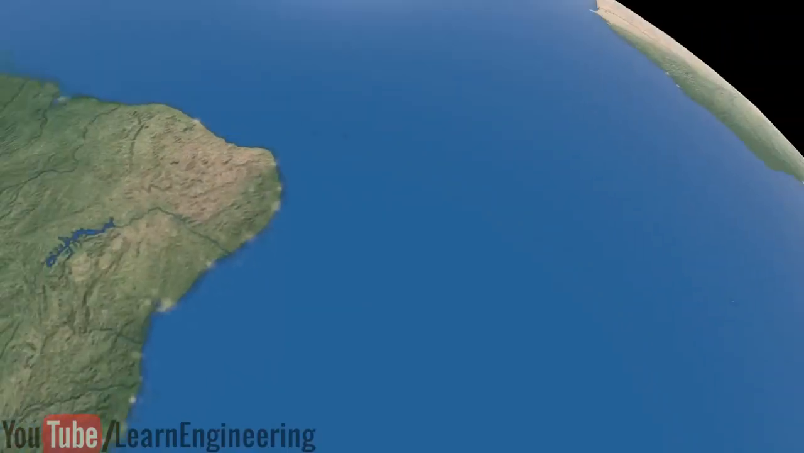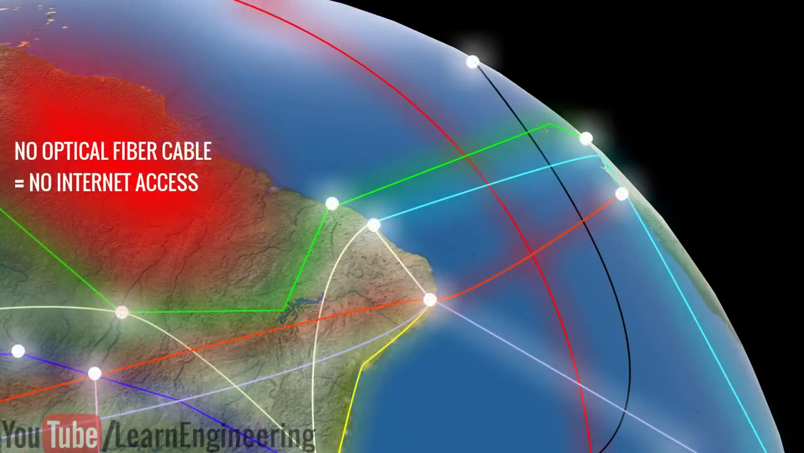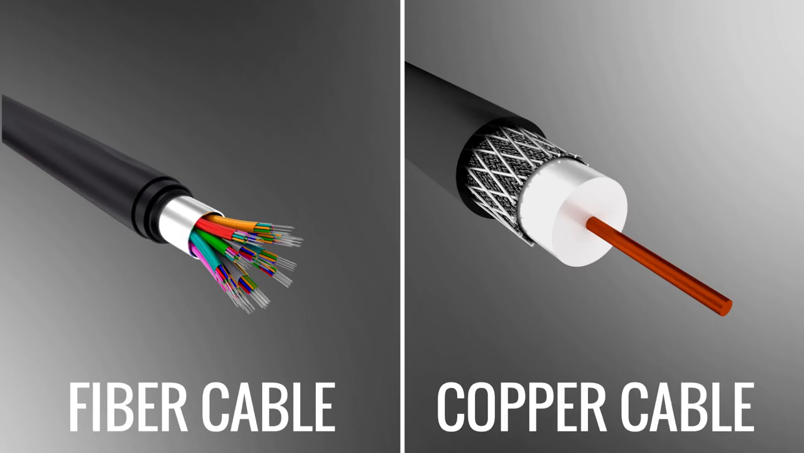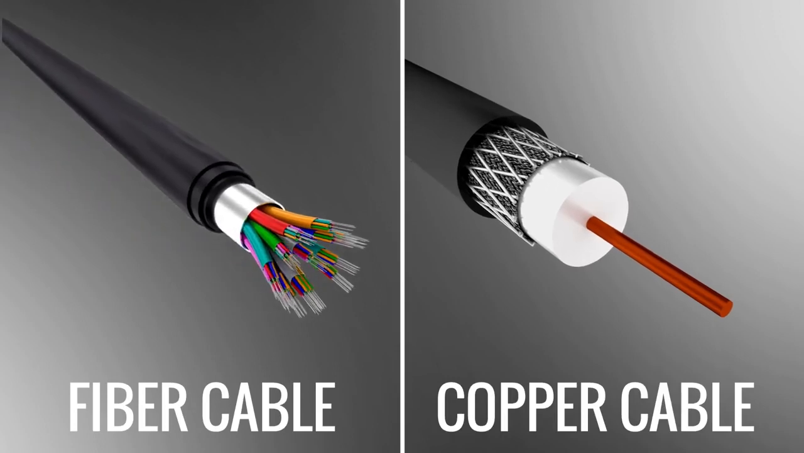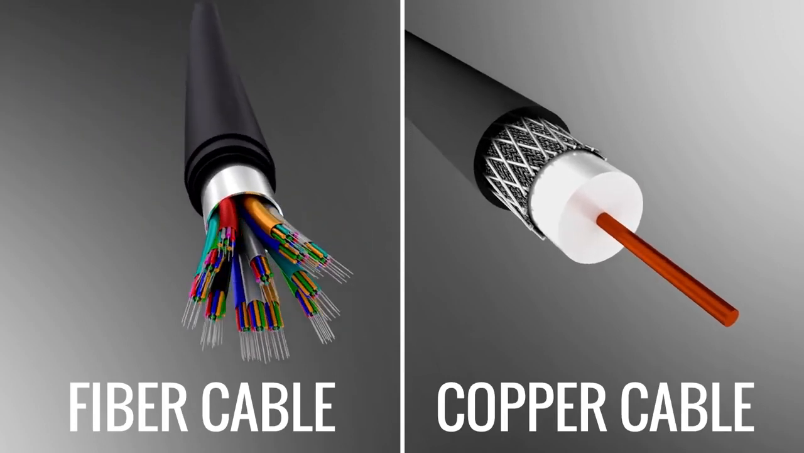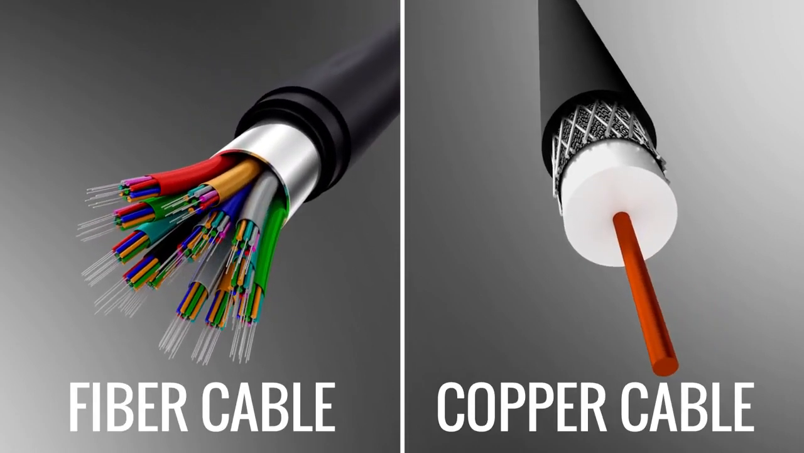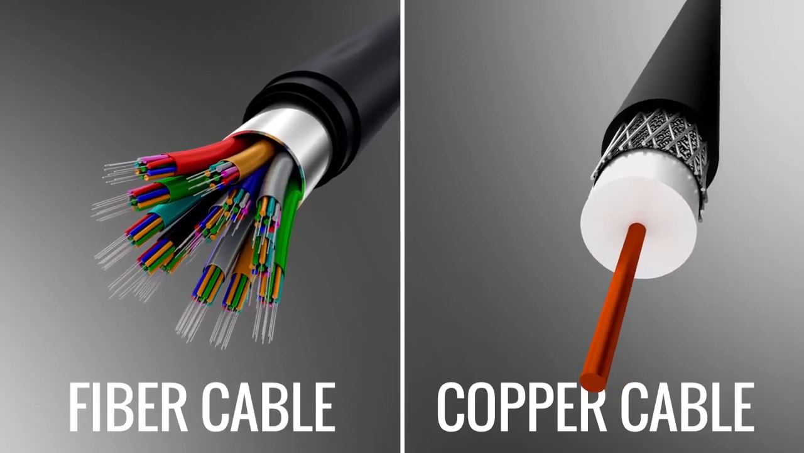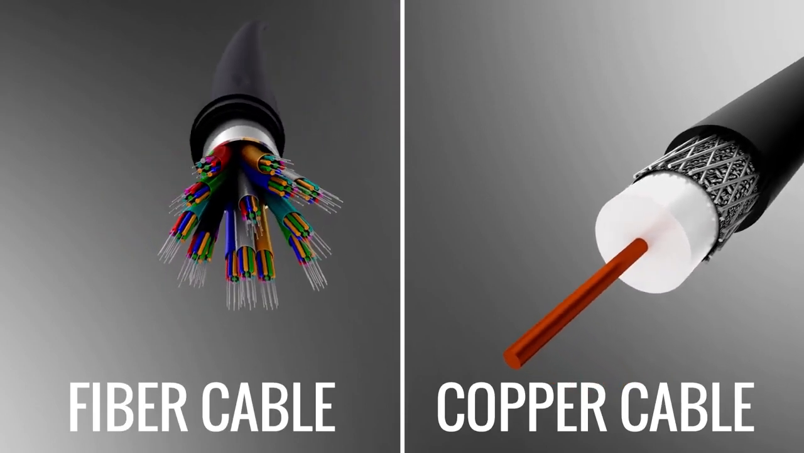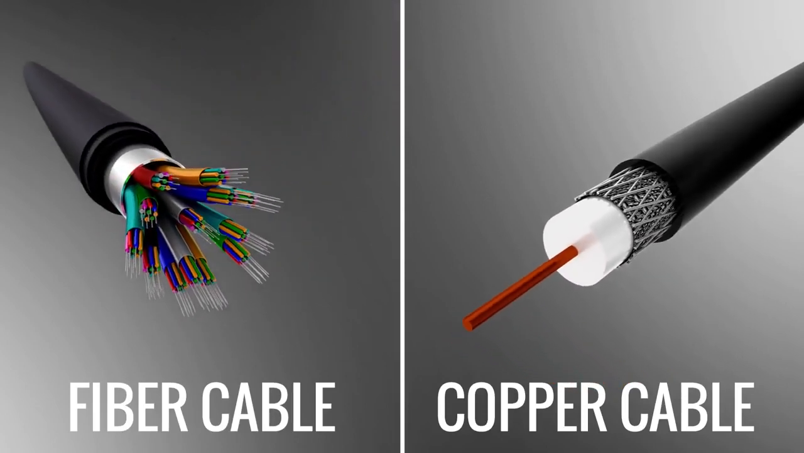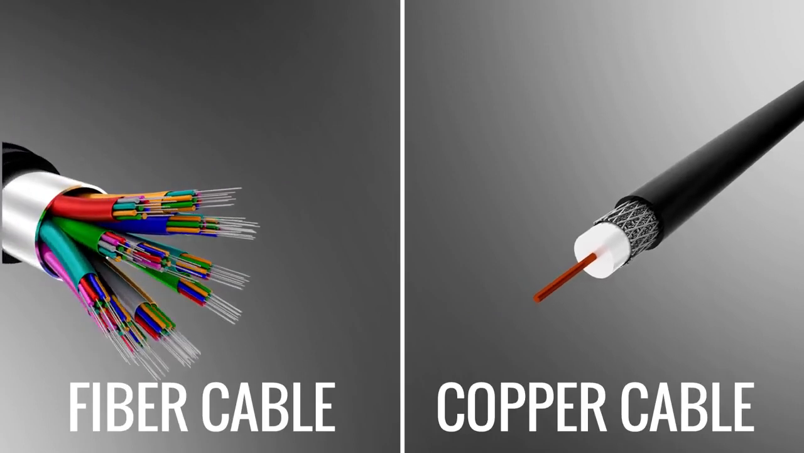This whole discussion simply means that if optical fiber cables do not reach a part of the globe, that part will be isolated from the internet or mobile communications. If we compare optical fiber cable to traditional copper cable, the optical fiber cable is superior in almost every way. Fiber optic cables provide larger bandwidth and transmit data at much higher speeds than copper cables. This is because the speed of light is always greater than the speed of electrons.